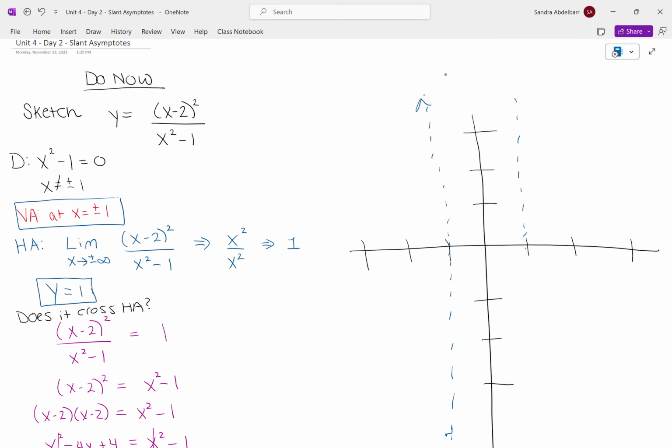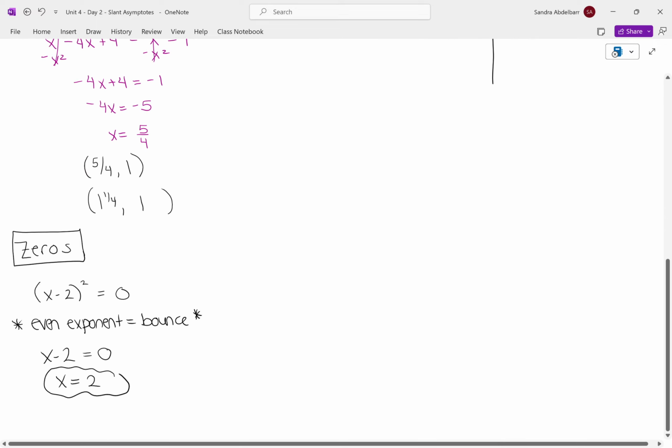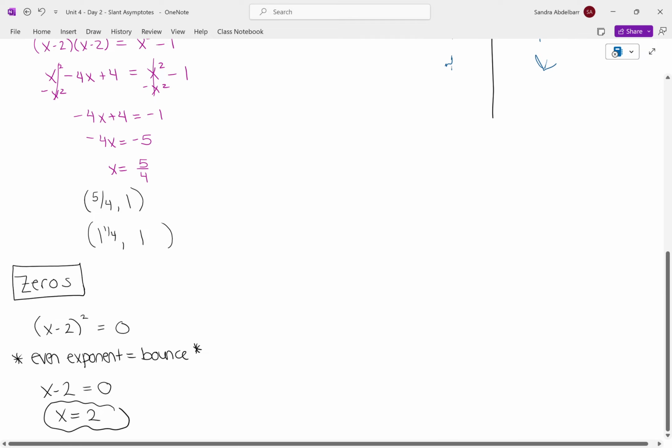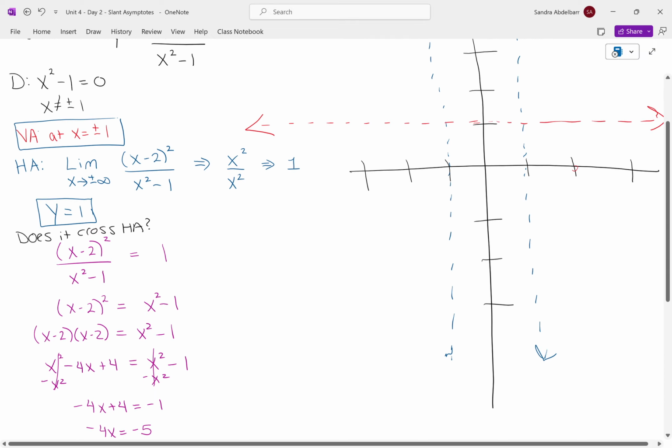So I'm going to have a vertical asymptote here, vertical asymptote here, and then we're going to have a horizontal asymptote at y equals 1. And there's our horizontal asymptote. Right, now let's plot our zeros, which is just going to be x equals 2. Here's a 0 here.